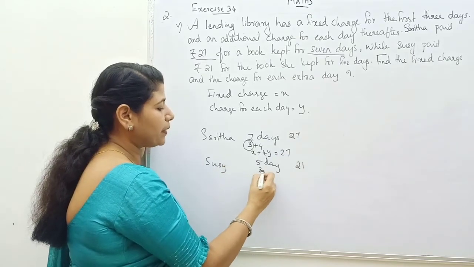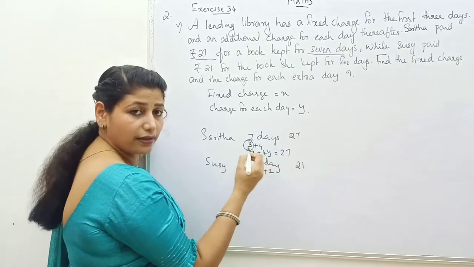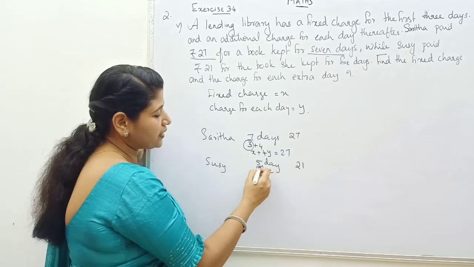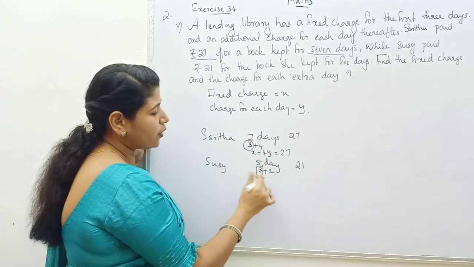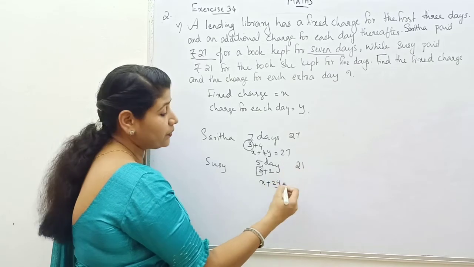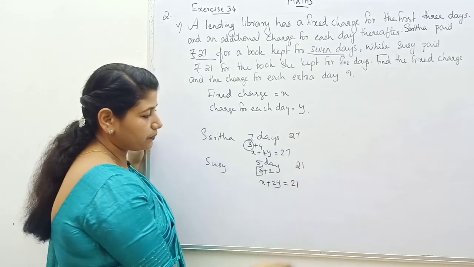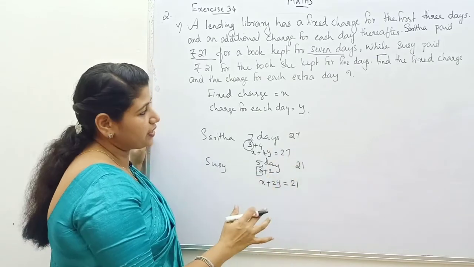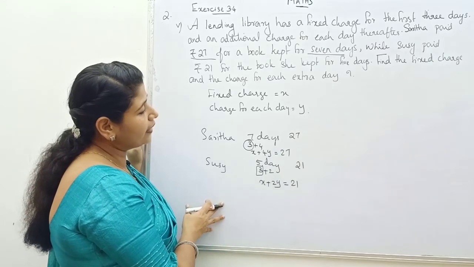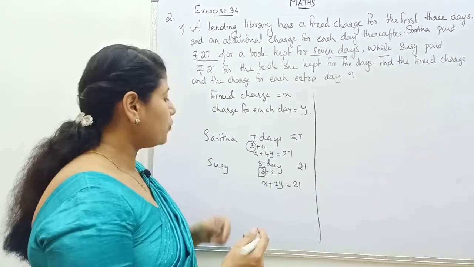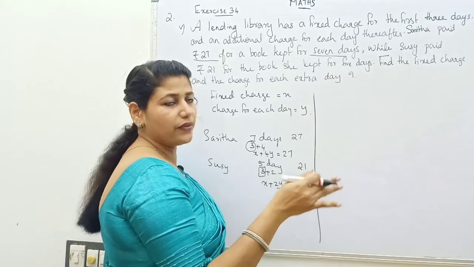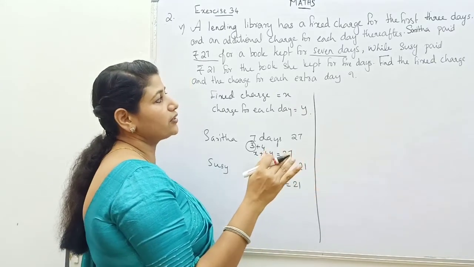And this is 3 plus 2. The fixed days are 3 and the extra days are 2. So for the first 3 days, Susie also paid x rupees, and for the next 2 days she has to pay 2y. The total amount is 21. So these two are your linear pair of equations. You can now eliminate x or y and find the values of x and y. Using the elimination method, we can find out the fixed charge and the extra charge.